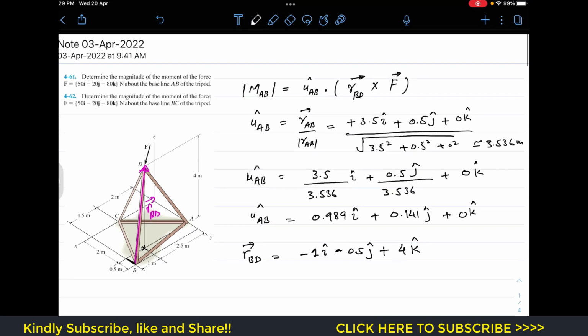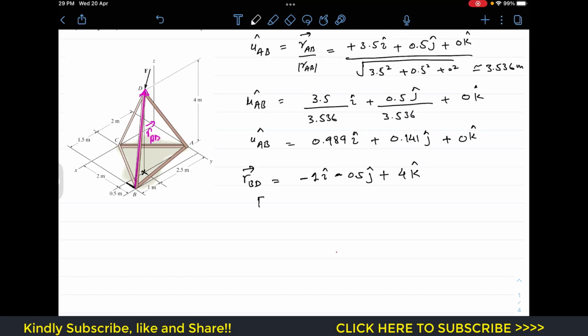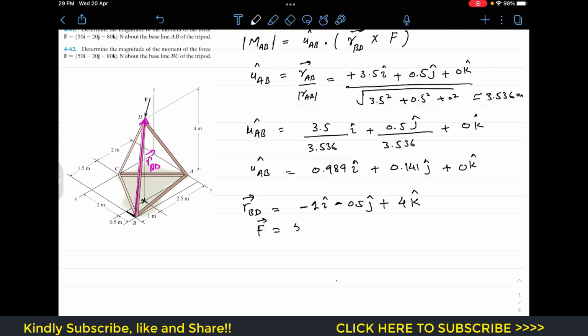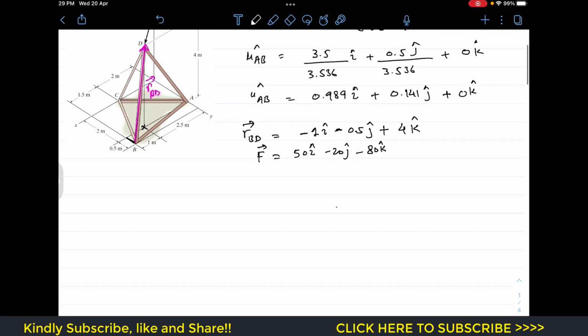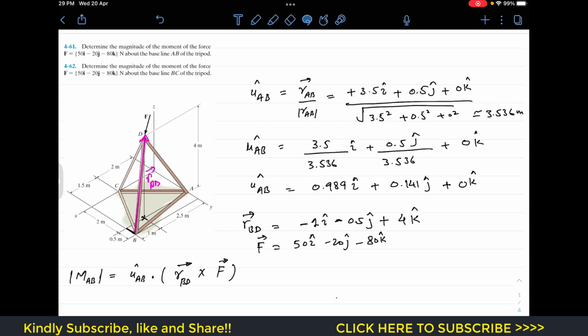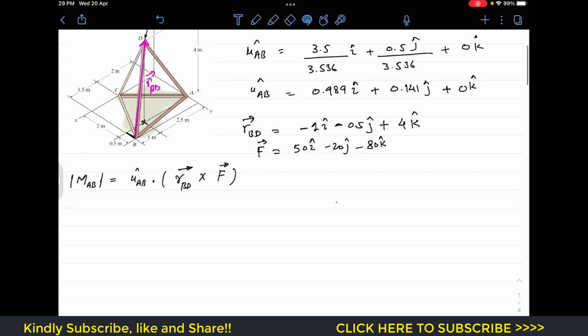Now we are given that force F as a Cartesian vector. This is equal to 50i minus 20j minus 80k. So now using that equation, this is our equation. Let me copy it. We can use this equation now to find the magnitude of MAB.